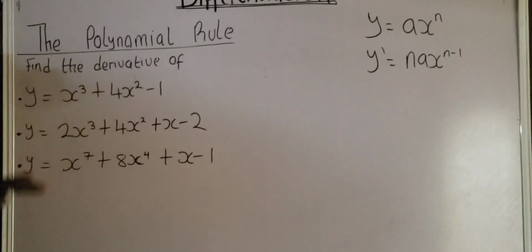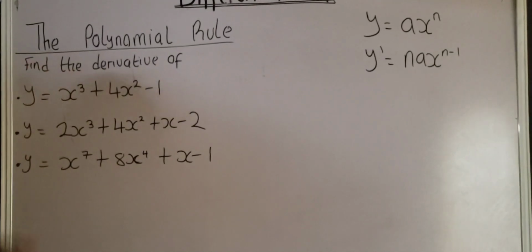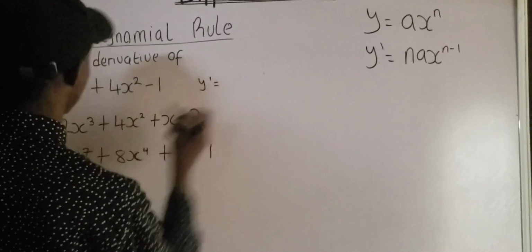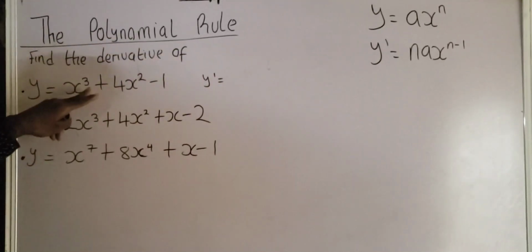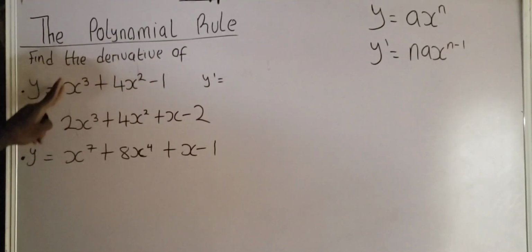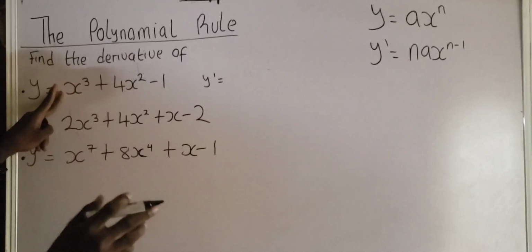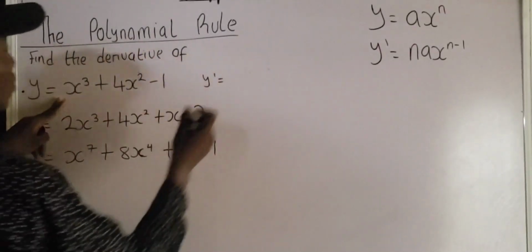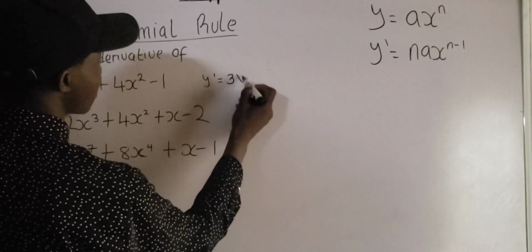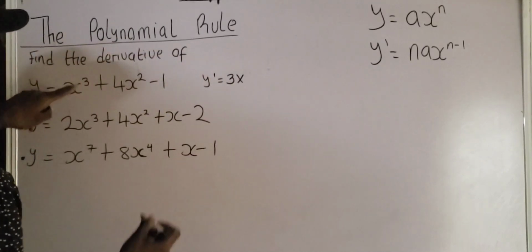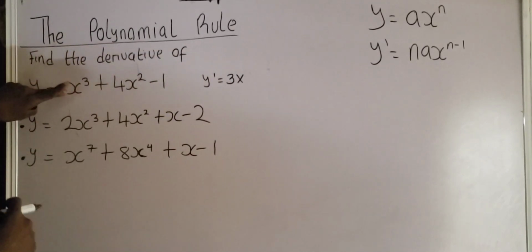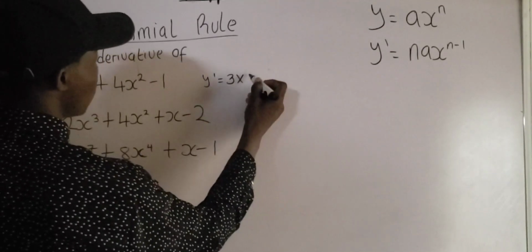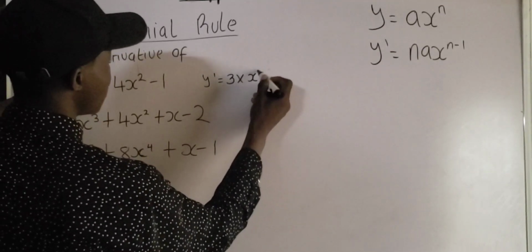Let us take the derivative of the following function. Now let's start with the first function. The derivative of y is equal to, for this one, don't forget that the power will multiply the coefficient of x and the power will reduce by 1 according to the polynomial rule. Are you getting it? So for this, I'm going to have the power, which is 3, multiplied by the coefficient, which is 1. Don't forget that there is an invisible 1 as the coefficient of x.